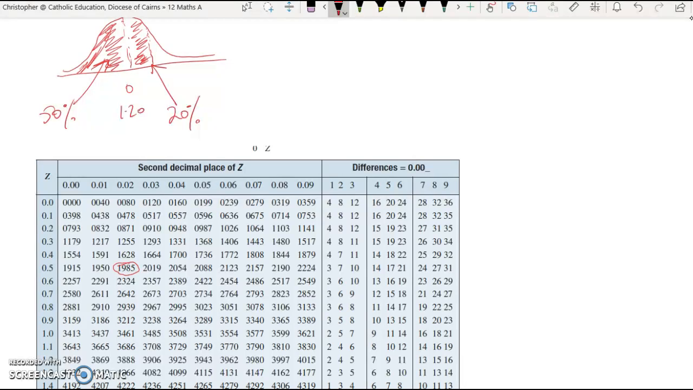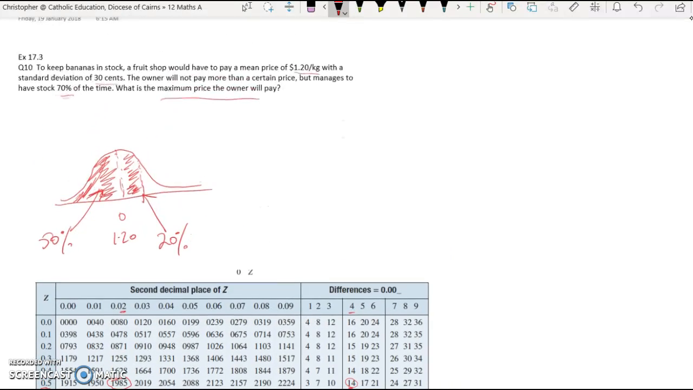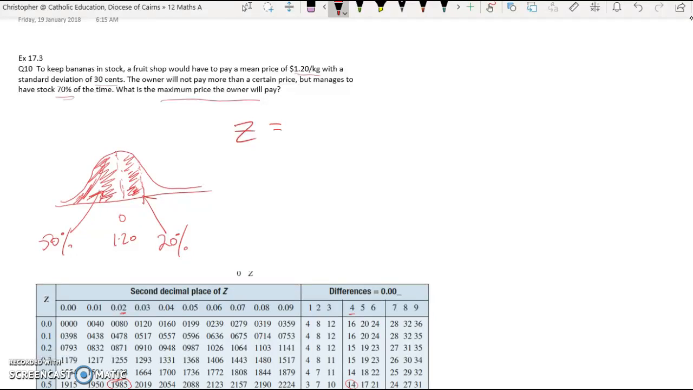To try and get a little bit closer, I'm going to use the third decimal place. If we go up 14, I'd like to be able to go 15, but it only goes up as far as 14. So let's just read off what that is: 0.524. So the z-score is 0.524. And now we've got to substitute into our z-score formula.